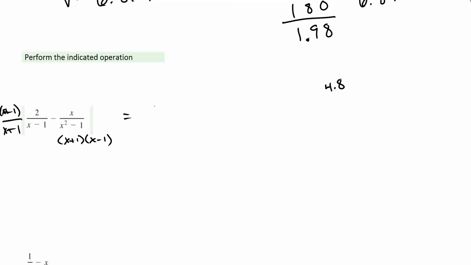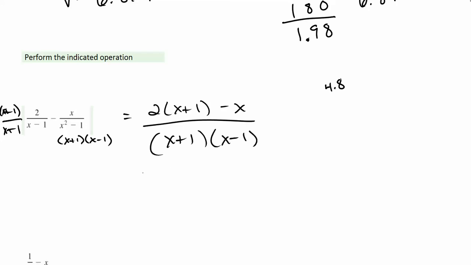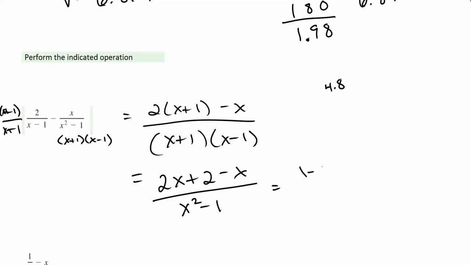And so you'll get 2 times x plus 1 minus x all over x plus 1 times x minus 1. So this makes 2x plus 2 minus x over x squared minus 1. And so that makes x plus 2 over x squared minus 1. I got the x squared minus 1 just by FOILing that out.